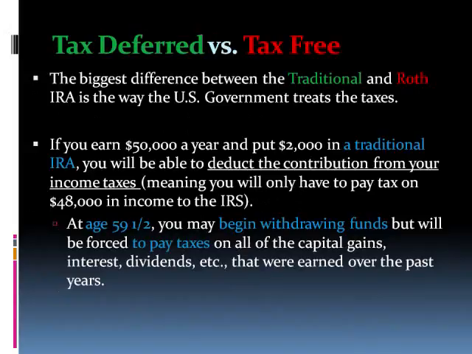Let's look at the tax deferral and tax-free difference. The biggest difference between the traditional IRA and the Roth IRA is the way the U.S. government treats the taxes. If you earn 50,000 a year and put 2,000 in the traditional IRA, you will be able to deduct the contribution from your income taxes. It means that you will only pay tax on 48,000 in income to the IRS. By age 59 and a half, you might begin to withdraw the funds, but will be forced to pay taxes on all the capital gains, interest, dividends, and so on, that you earned over the past years.